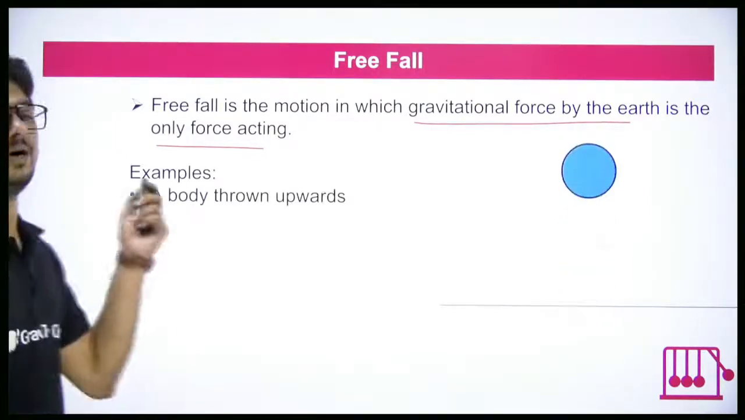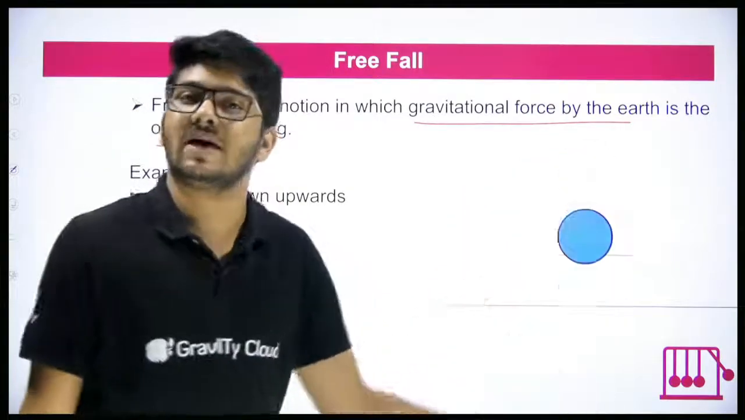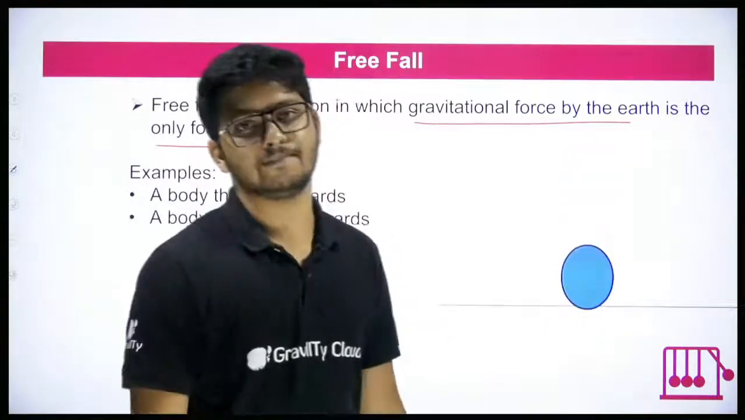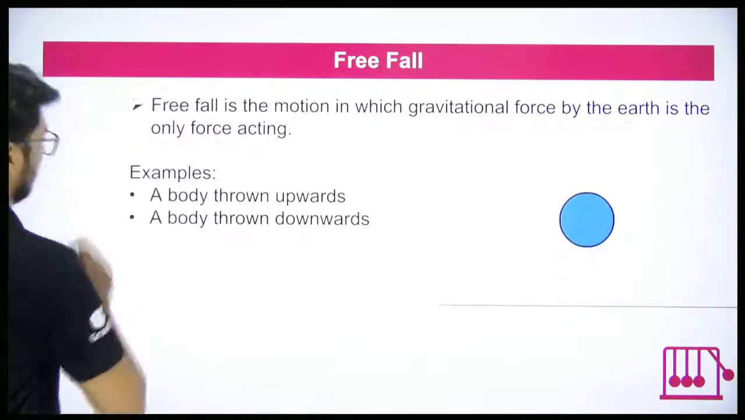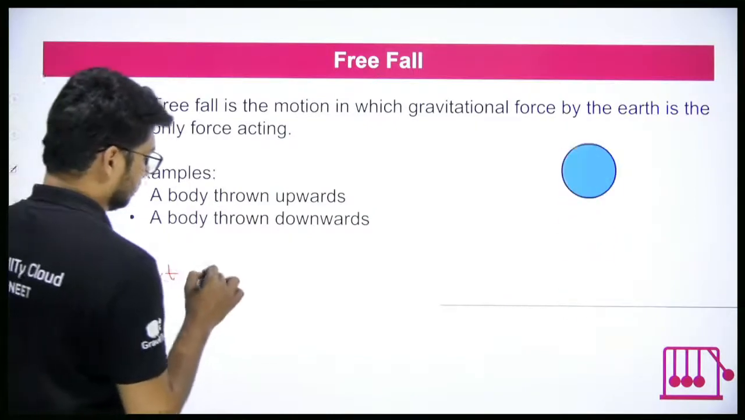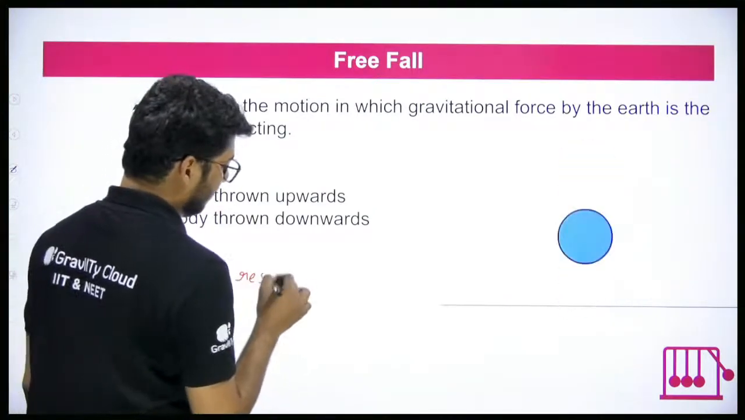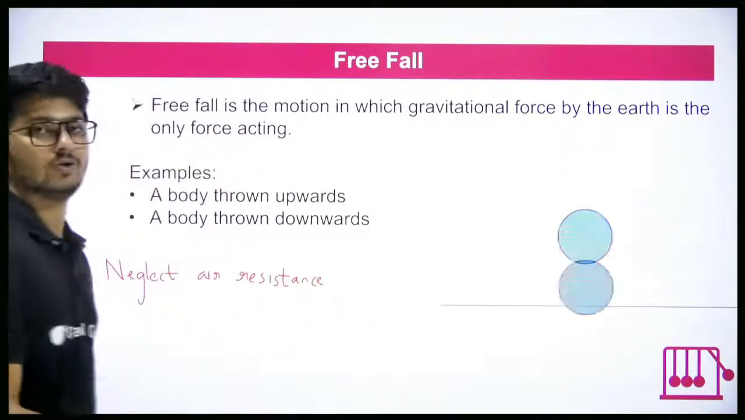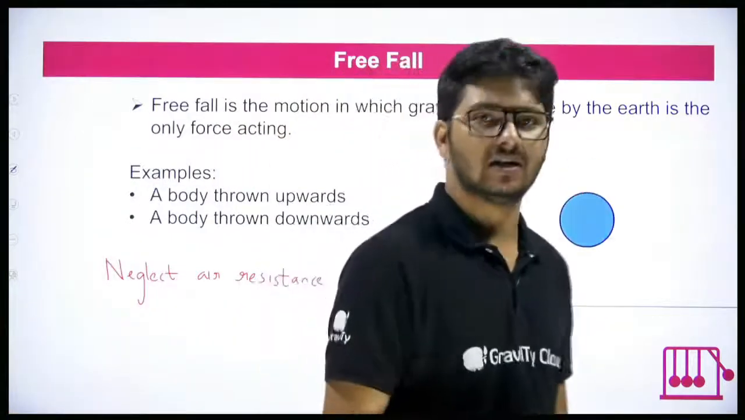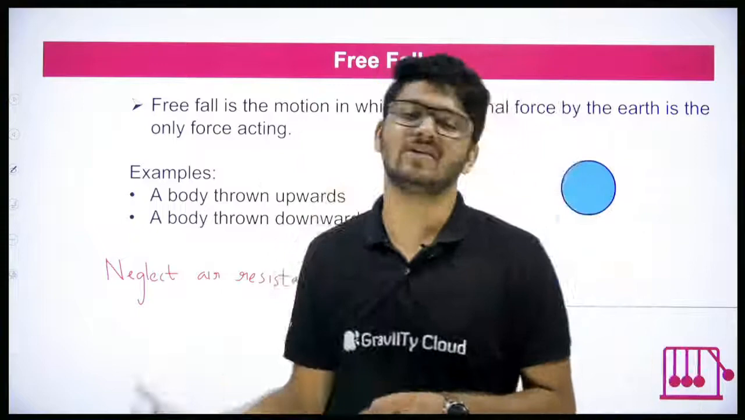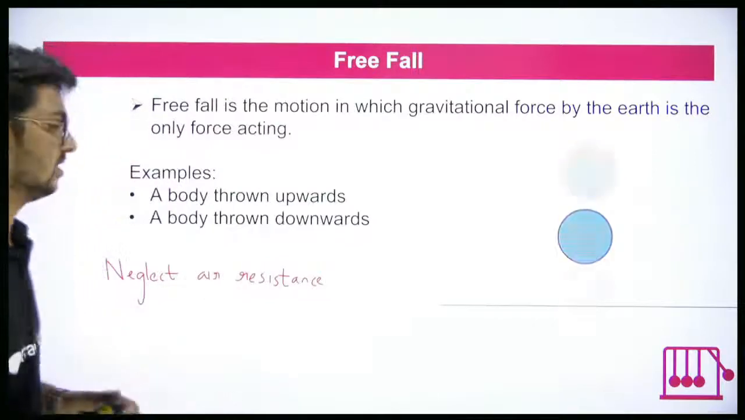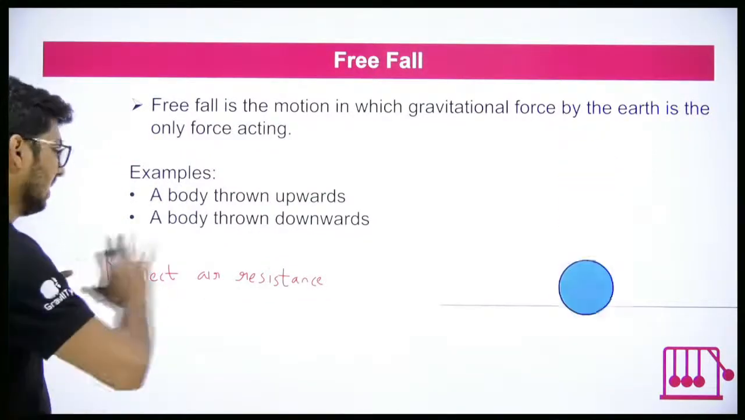Simple example, if I throw a body up, while going up there is only gravitational force acting, and while coming down also there is only gravitational force acting. We neglect air friction, which we call air resistance. I know that in practical cases, when you throw a ball up, because of air there will be friction, there will be drag, but we neglect it, because when compared to gravitational force, it will be small. But when you go for exact calculations, you have to consider that. For now, we neglect air resistance.